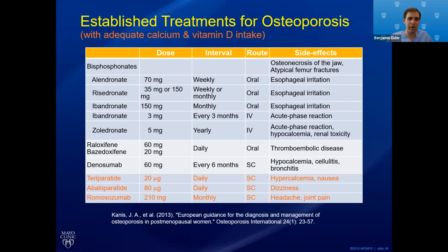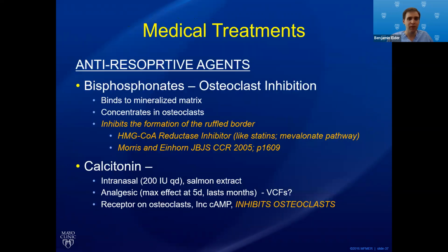And then teriparatide and abaloparatide are parathyroid analogs, which are daily injections for 2 years. And then romosozumab or Evenity is one of the newest medications that's been out for a couple of years now, which is a monthly injection for 1 year, and acts on sclerostin.